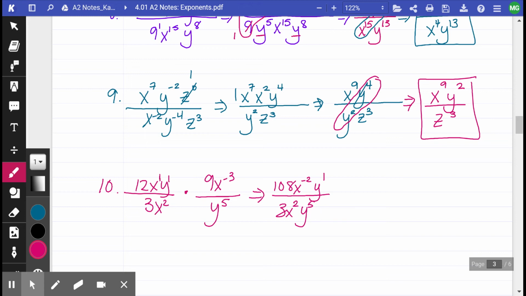So pause the video and go ahead and finish that up. Okay, so again, you should have reduced your 108 and your 3 and get rid of your negative exponents. And your final answer should be 36 over x to the 4th, y to the 4th. On your papers, I should see the work as to how you got there, though.